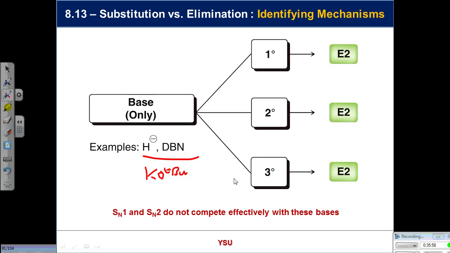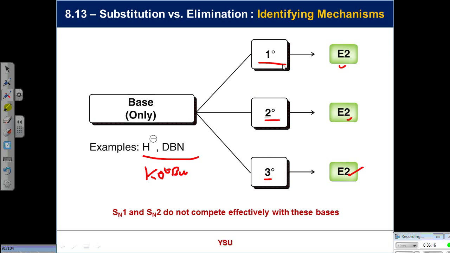Okay? These guys aren't very nucleophilic at all. So this is where I said getting into this chapter is confusing because of the fact that we have primary systems doing E2, secondary systems doing E2, tertiary systems doing E2. And I want you to understand this. This is the take-home from this chapter.